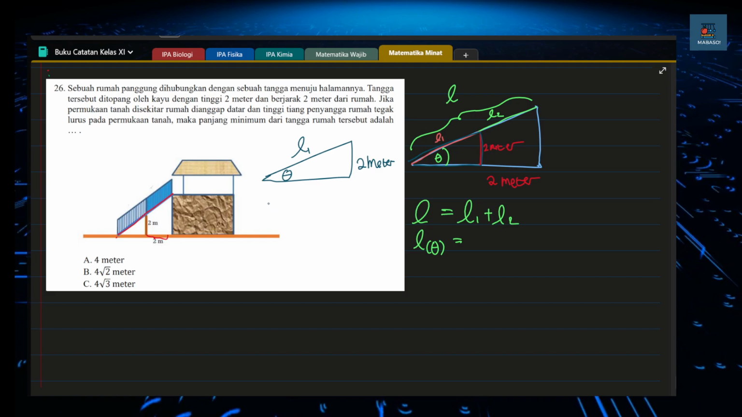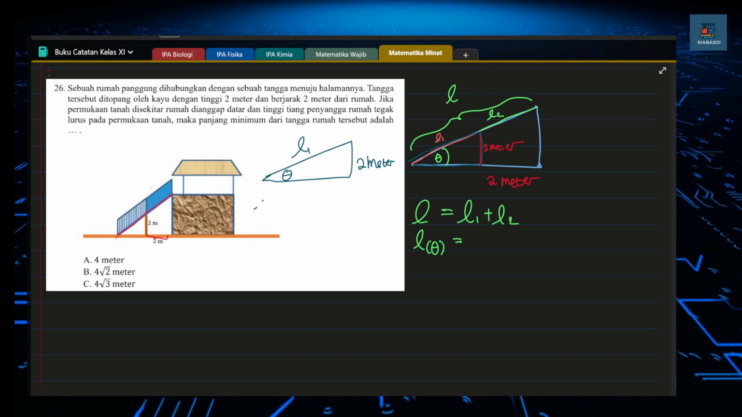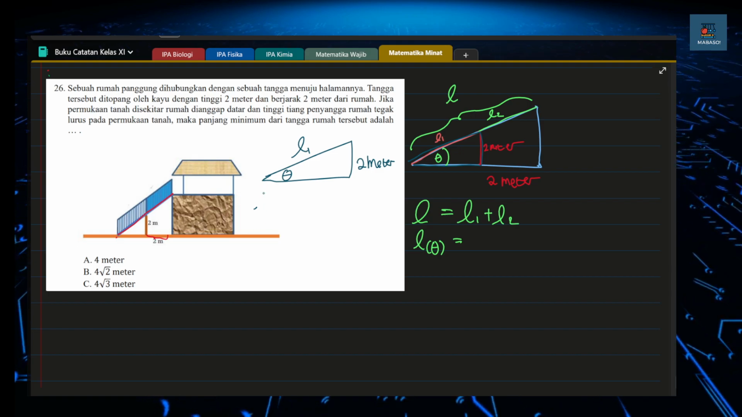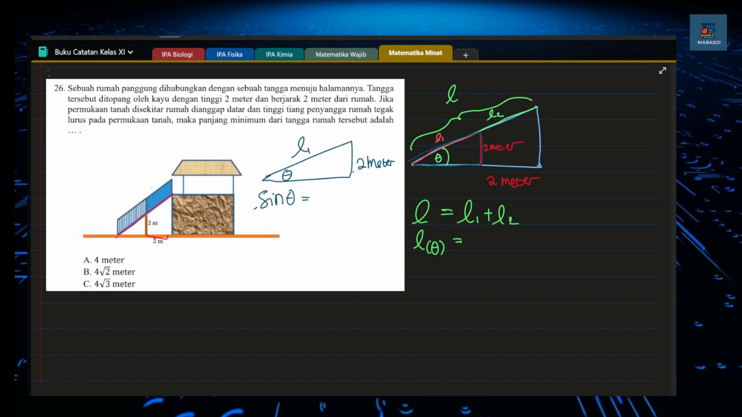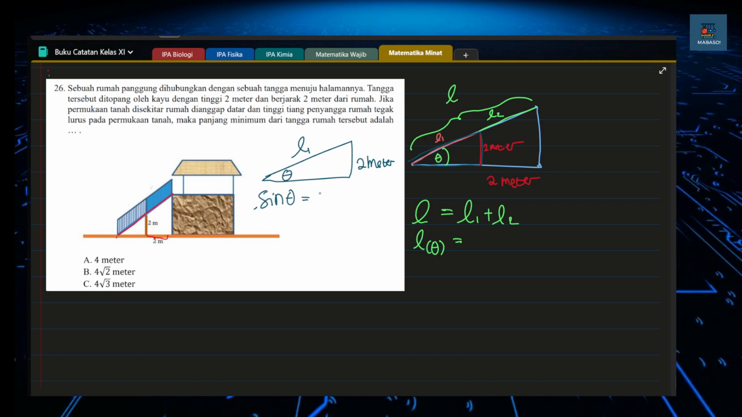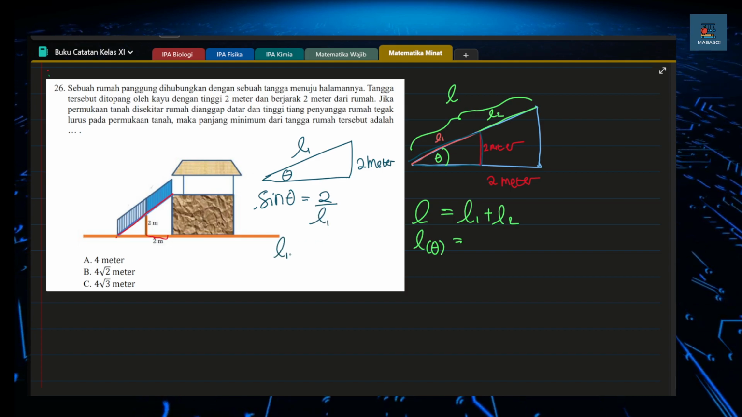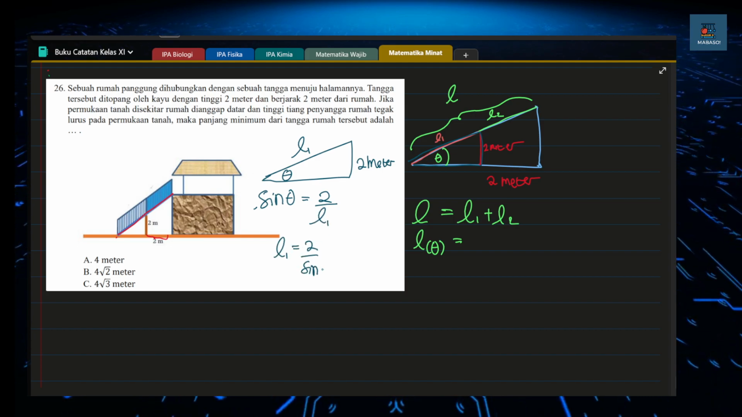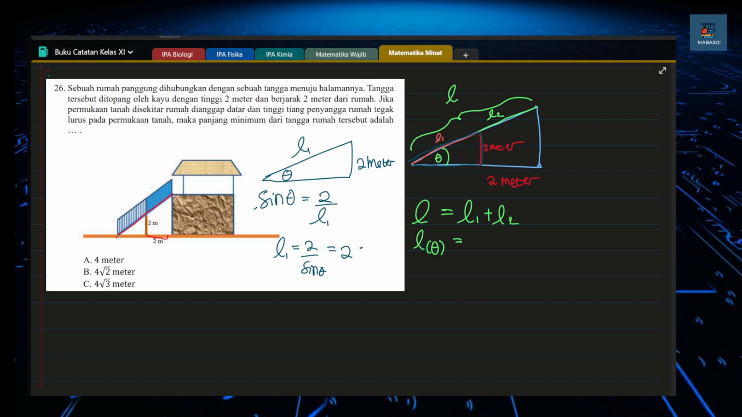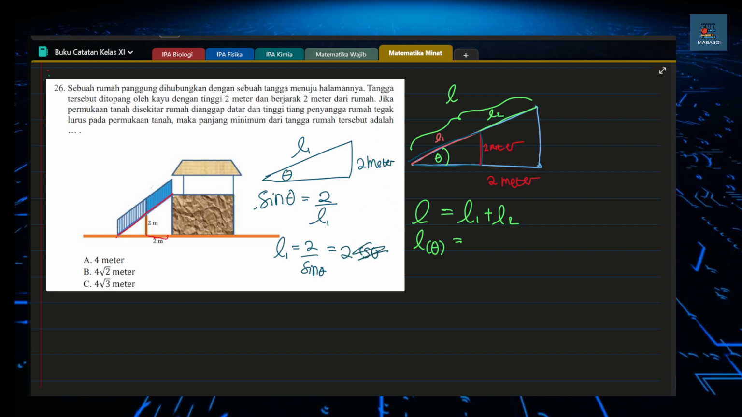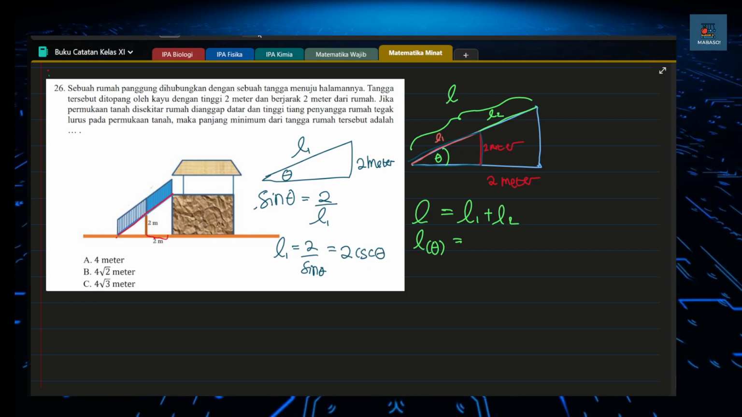To describe L1, we could use a simple trigonometric ratio. We can use sine theta based on this triangle. Sine theta is the opposite, 2, over the hypotenuse L1. So L1 would be 2 over sine theta, or 2 cosecant theta, right? So this would be L1.